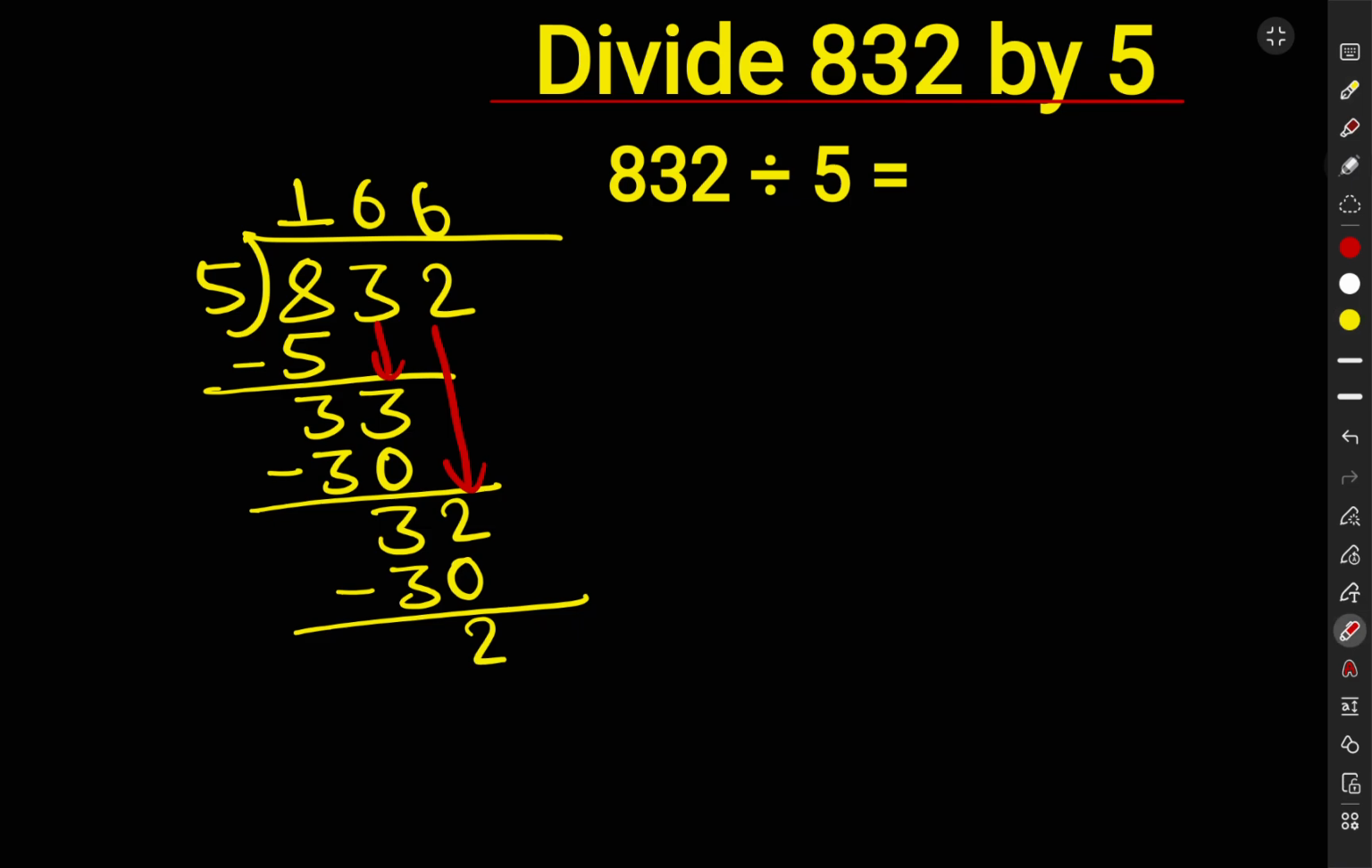So now we have no other number to put down. So we put a decimal here, so that we put 0. So it is 20 and 5 times 4 is 20. On subtracting we get 0. So 832 divided by 5 is 166.4.